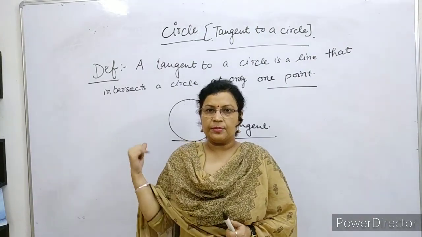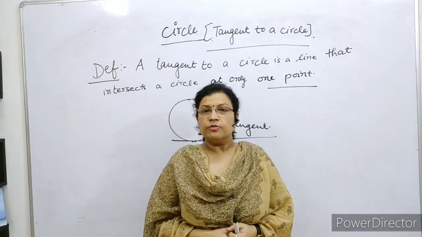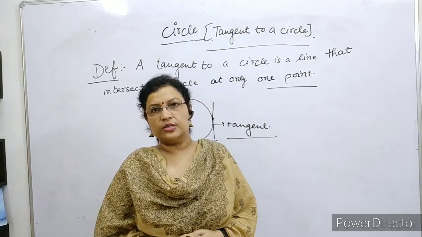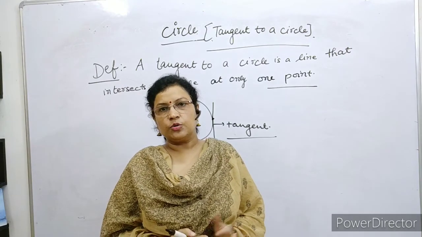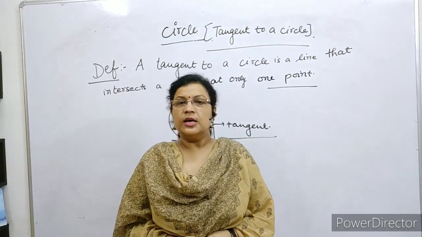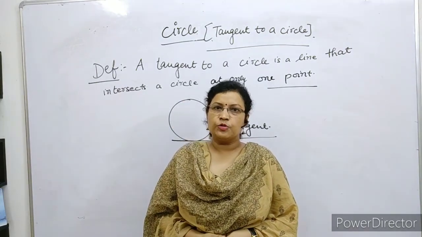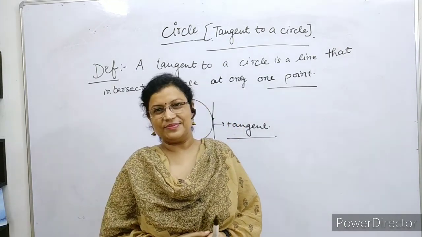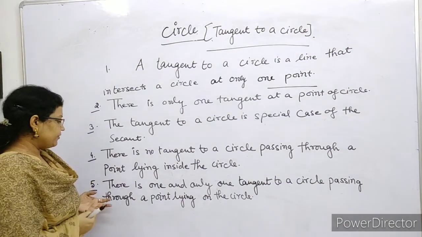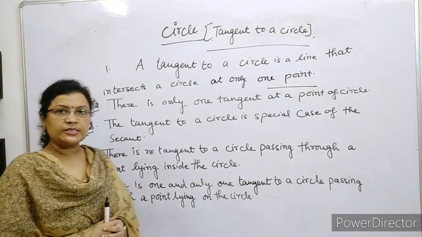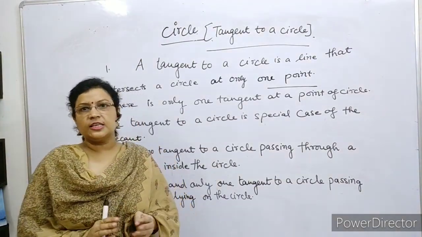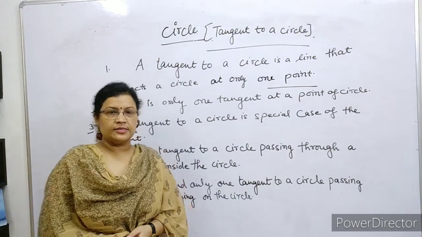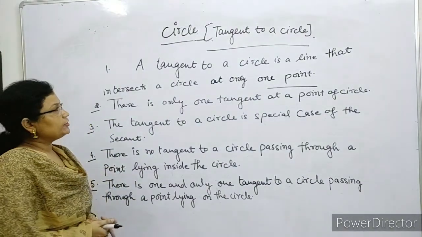Okay, so here I am writing some important points. First we will discuss the important facts about the tangent to a circle, and then we will move towards a few examples that will help you to solve the exercise related to tangent to a circle. There are 5 points, and I will discuss them one by one, because these points are very important before we solve the exercise. So first is the definition.